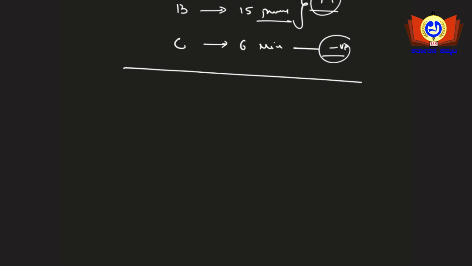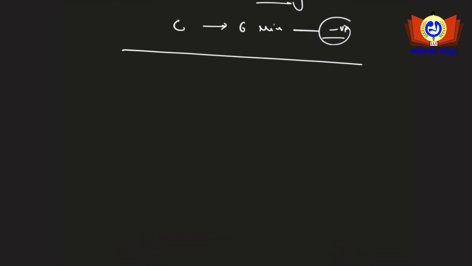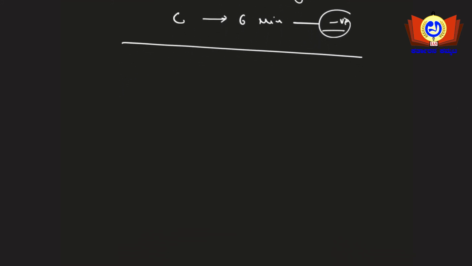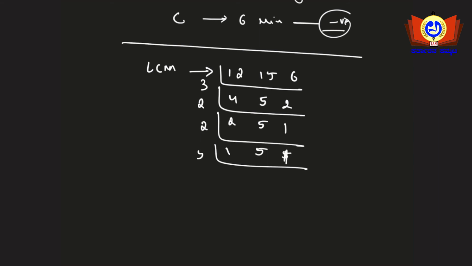Okay, we have written the given data here. A is 12 minutes, B is 15 minutes and C is 6 minutes, whereas C is the negative work done here. Okay, when you take the LCM of all these three variables, that is the LCM of 12, 15 and 6, what I'll be getting here is 60.